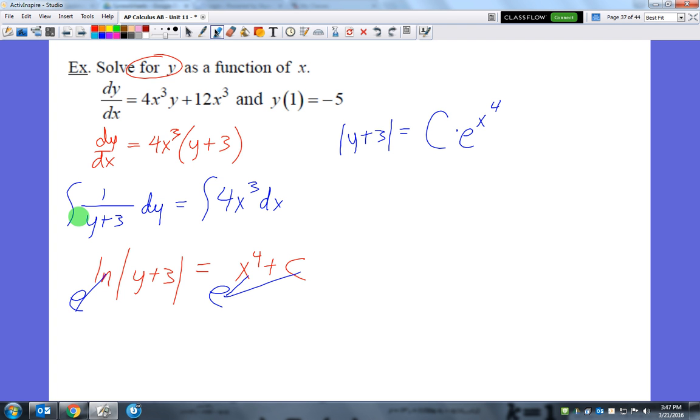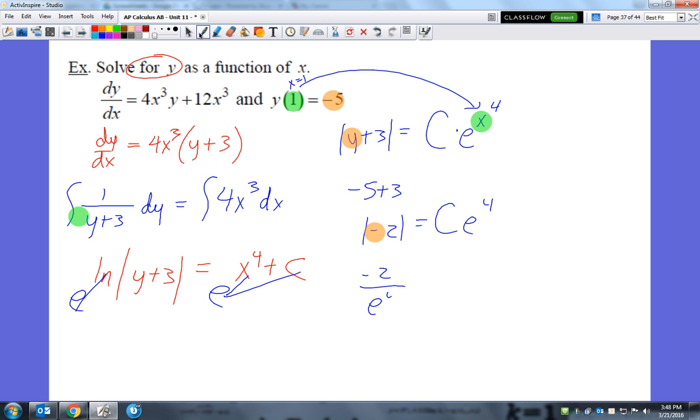And now you're just going to use your initial value. This is your x value, and this would be your y value. So negative 5 plus 3 is a negative 2. There's that negative, so because it's a negative inside of this absolute value, we have to think, it might be the positive, it might be the negative. We have to maybe try both. So we have y is equal to negative 5, x is equal to 1. So if I divided this out, I could say negative 2 over e to the 4th.